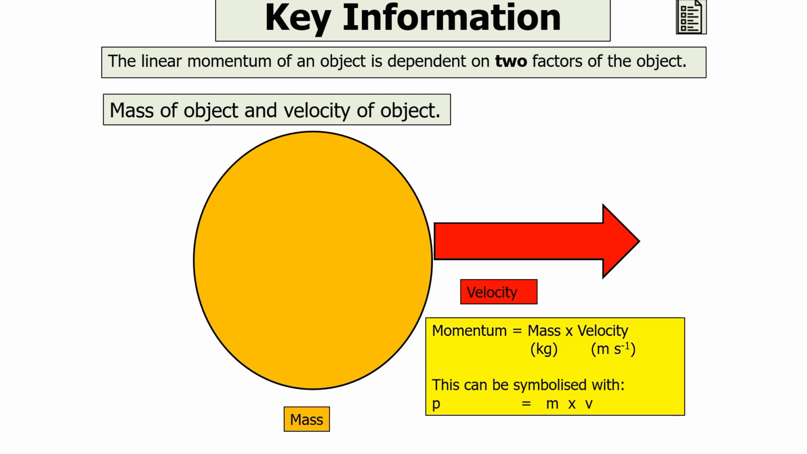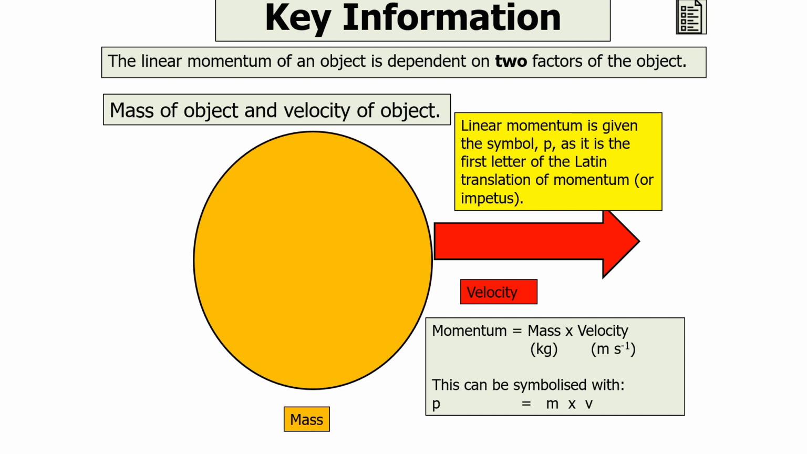Now we can symbolize the equation for momentum as p equals mv. Linear momentum is given the symbol p as it is the first letter of the Latin translation of momentum, or impetus.